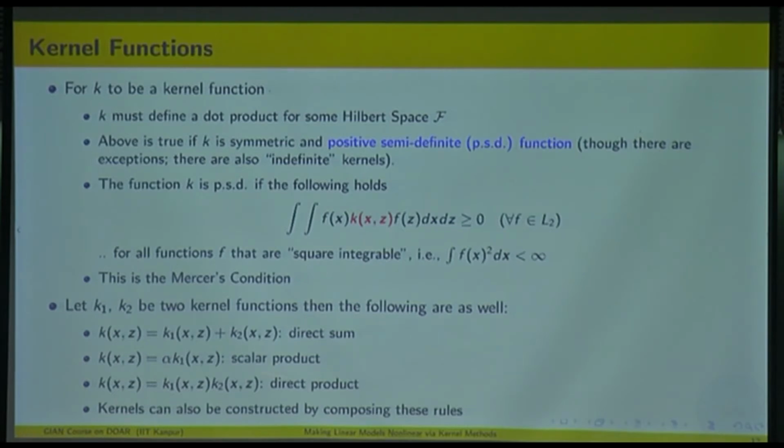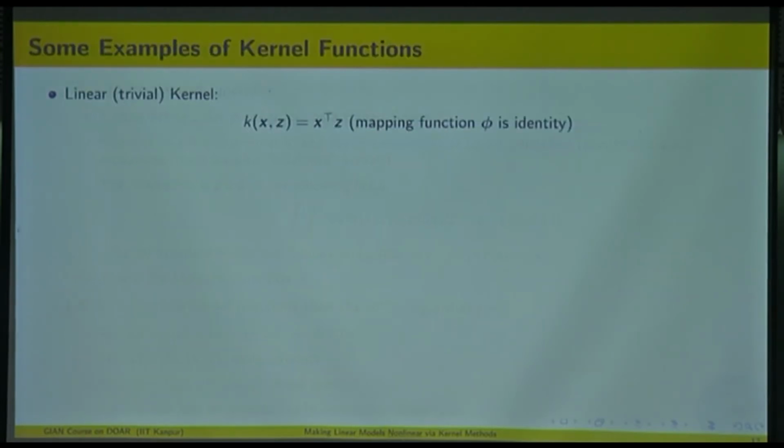As I said, kernels can also be constructed by simply composing these simple rules to get more expressive kernels. Let's look at some examples of kernels. We already saw this very simple x transpose z squared kernel, which corresponds to a simple, nice three-dimensional mapping for two-dimensional data. So first of all, what is the simplest or trivial kernel? Well, that's the linear kernel. It will not do anything. It will not map data to any new space. It will keep the data in the original space. But it still satisfies the properties of a kernel. So this is the trivial linear kernel. The mapping function phi is the identity function: x goes to x, it remains x.